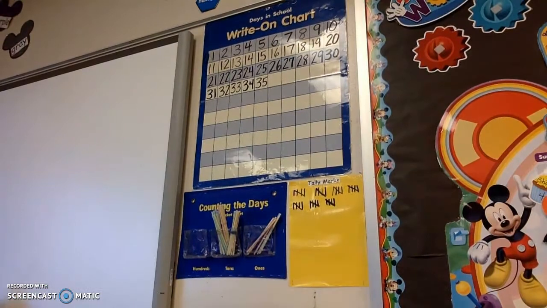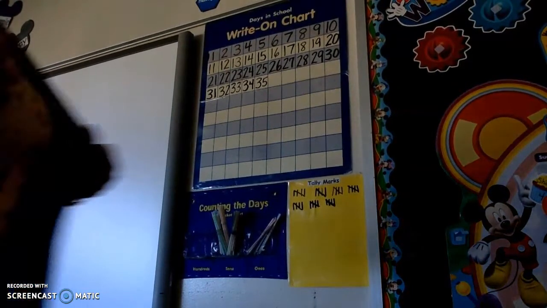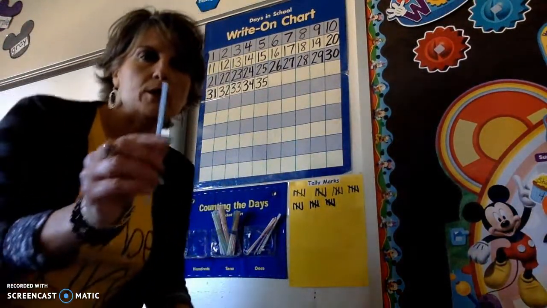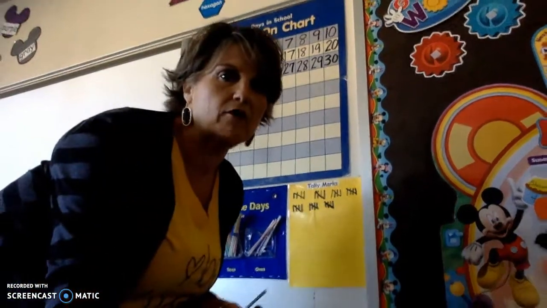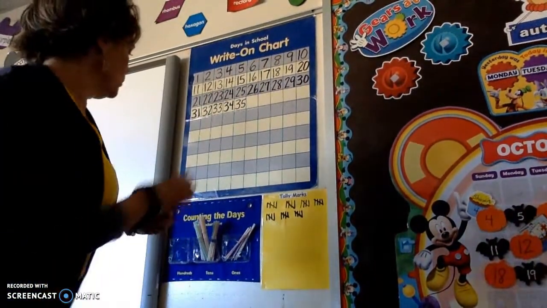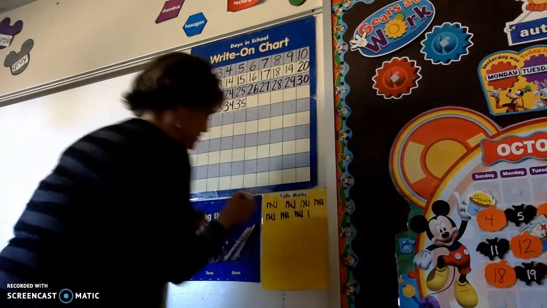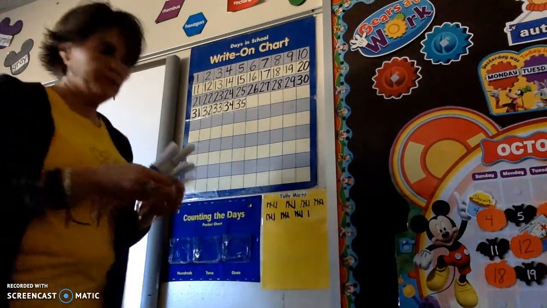Mrs. Hensley forgot to turn the light off. I am so sorry. So we don't have that glare. There we go, friends. Okay, we need to add a straw and a tally for the number of days that we have been in school. So here's our straw. Here's our tally. Let's count and see how many we have here.